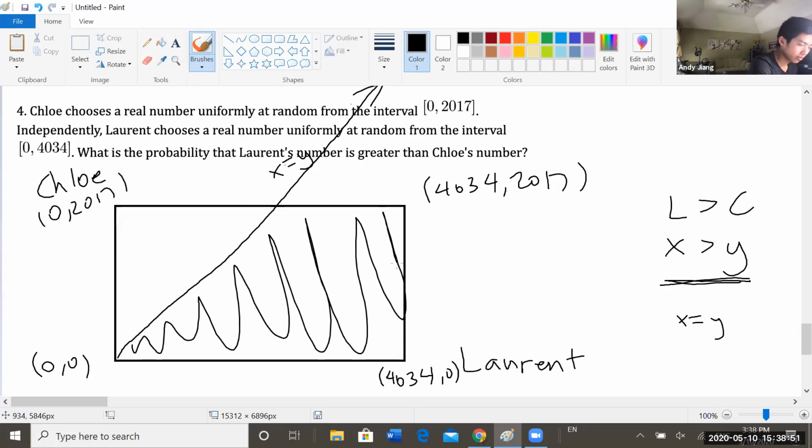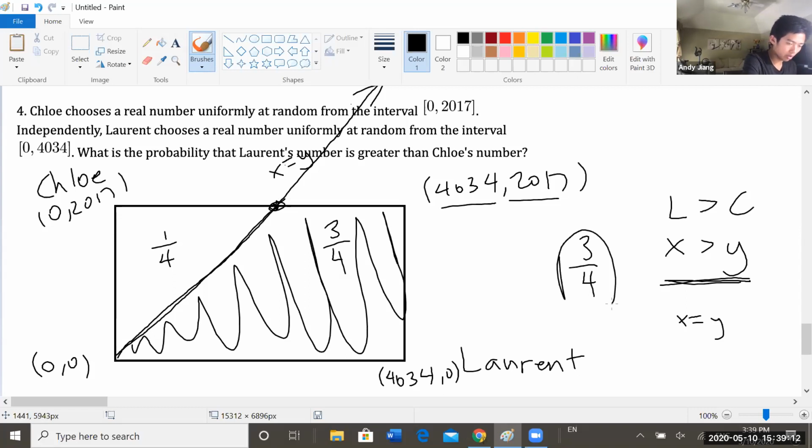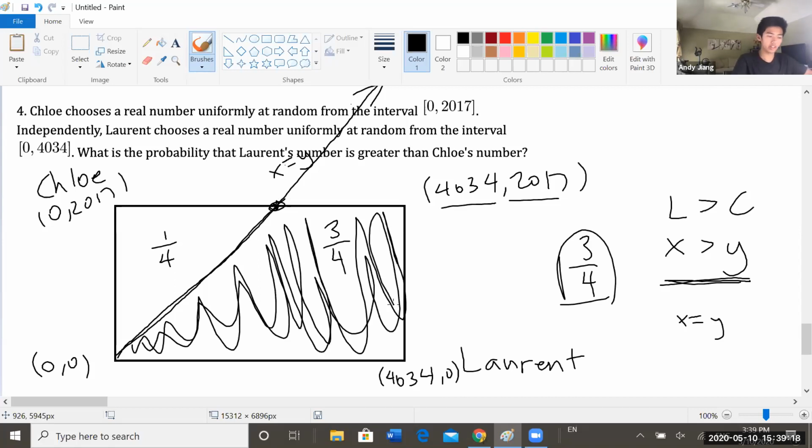So now I know that this slope is 1. And since 4034 is twice 2017, this is 1/4 of the area, and this is 3/4 of the area. So my final answer is 3/4, because that's the probability that the point is within this region.